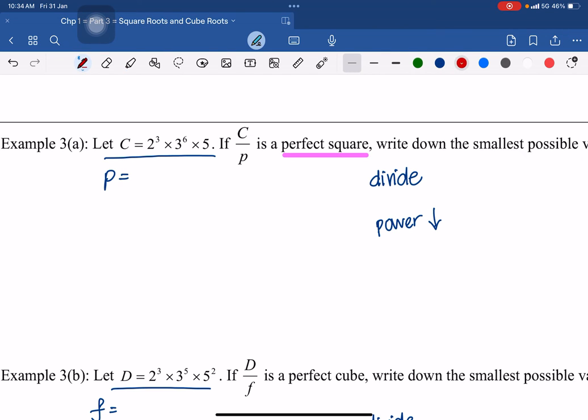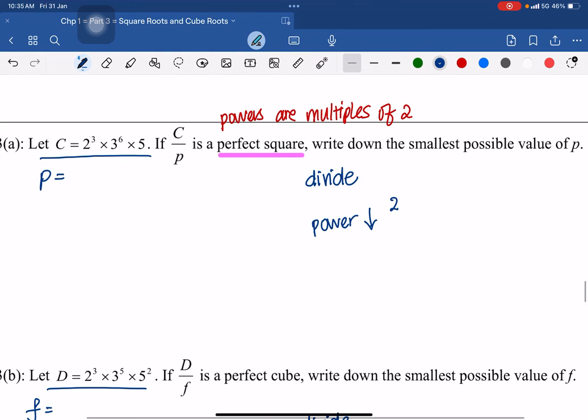That means all the powers are multiples of 2, right? 2, 4, 6, 8, something like that, or totally no 2 at all. Right, so let's take a look at the first one. What is it that I need to divide away? So in this case, I need to take c, divide away something. Right, first factor, this one over here is 2 cube. Let's consider 2 cube. Am I going to increase my power to 2 to the power 4? I'm going to decrease my power to 2 to the power 2.